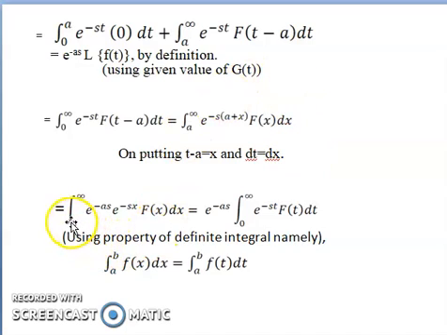So this expression becomes the integral from 0 to infinity of e to the power minus as e to the power minus sx f(x) dx. Now e to the power minus as would be outside of the integration of e to the power minus st f(t) dt from 0 to infinity. Now by the property of definite integral, namely the integral from a to b of f(x) dx equals the integral from a to b of f(t) dt, both are the same. By using this property, it is written like this.